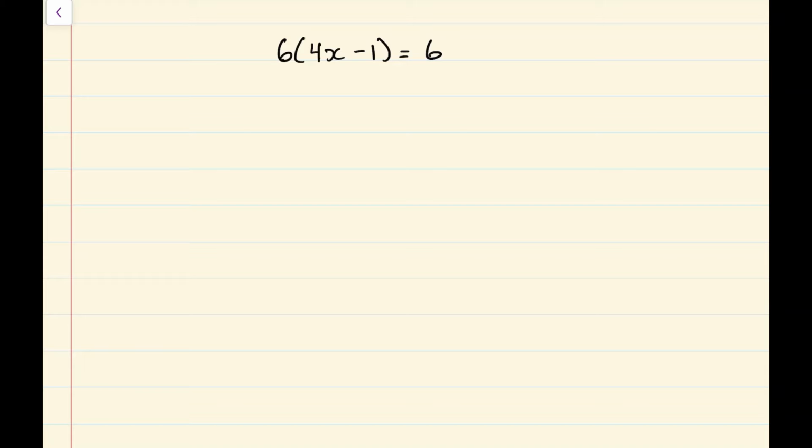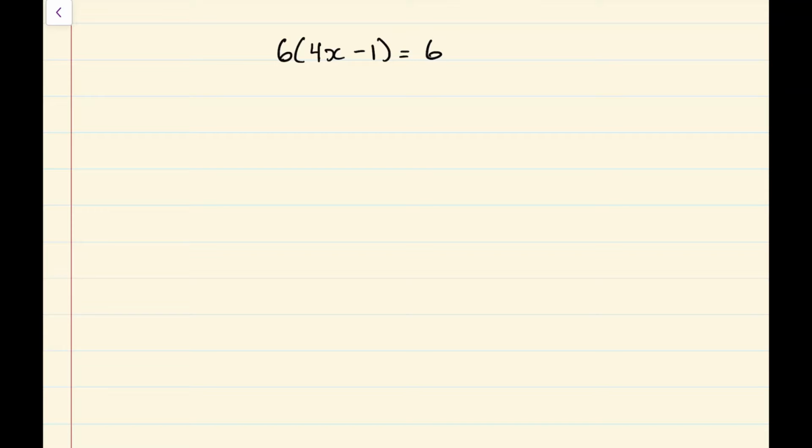So what's happening here is we have a 6 here, and then the 6 is right next to the bracket. So we can't see the operation that's happening, but because the 6 is right next to this bracket, it's telling us that we should multiply. Okay? So that's what's happening. The multiplication operation is happening.